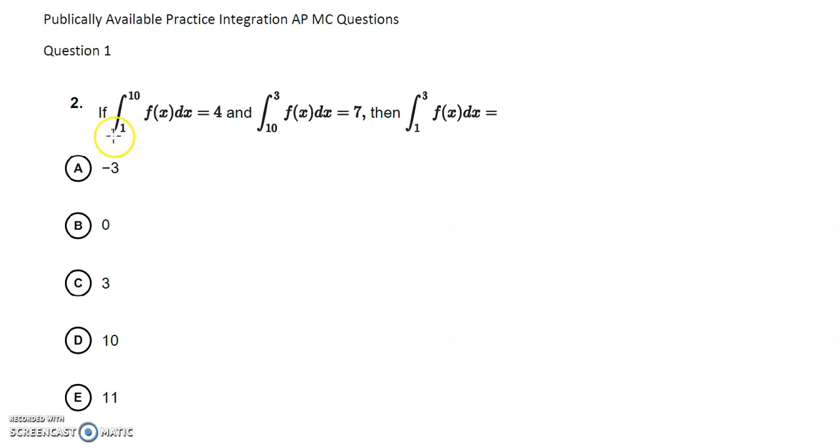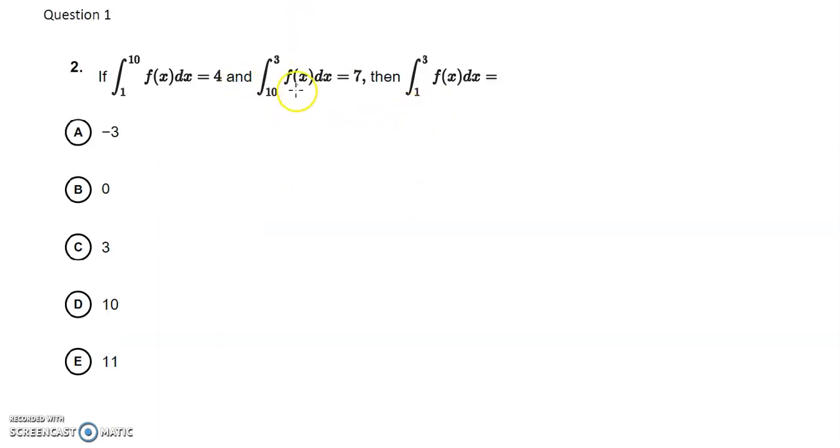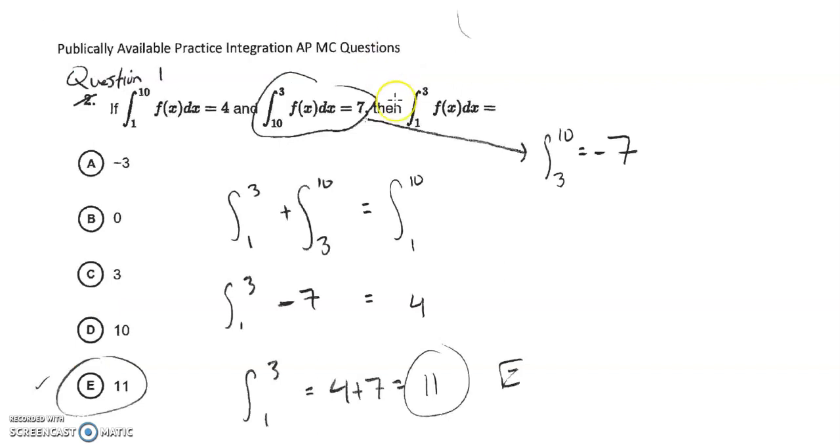First one. Integral from 1 to 10 is 4. Integral from 10 to 3 is 7. What is the integral from 1 to 3? Be careful of this order of integration right here. Go ahead, press pause. And your answer's coming. So hopefully you pressed pause and tried it. Boom. I got E. Here's my work.